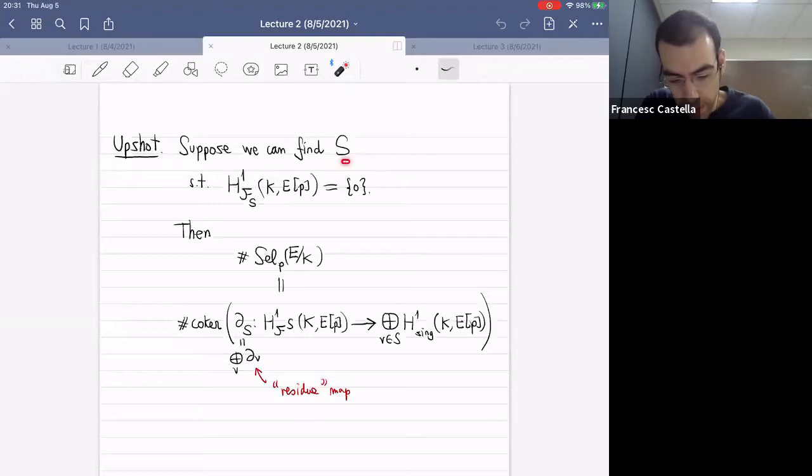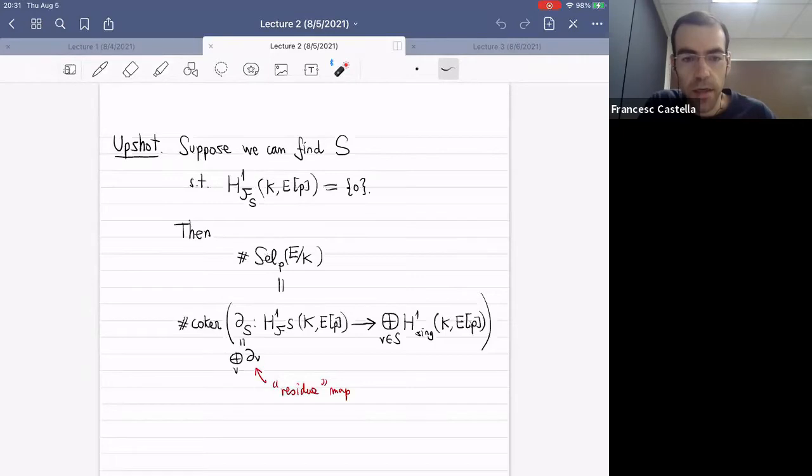Okay, so we would have to find a finite set of primes S satisfying the following two conditions. One is that this so-called restricted Selmer group, where we impose the classes at all the places in this set S to be trivial, that Selmer group was actually vanishing. Okay, so we needed to find an S with this property. And then once we had that, we had this way of computing the size of the Selmer group. Okay, it became the same as the size of a certain co-kernel.